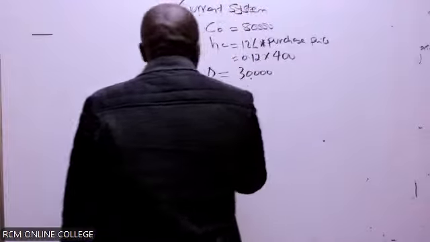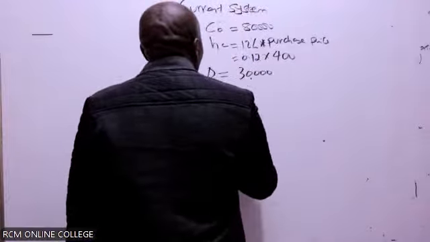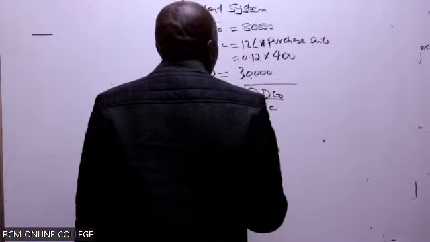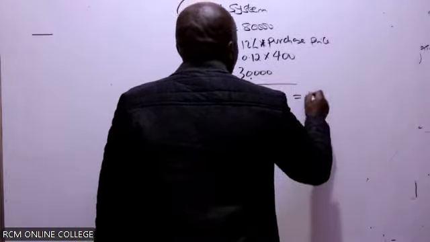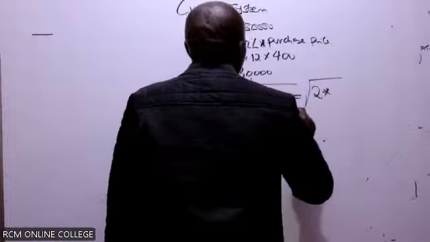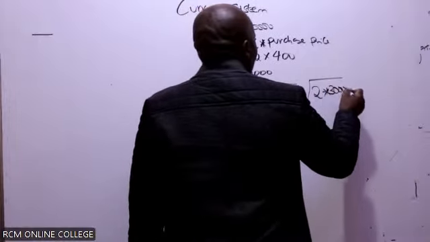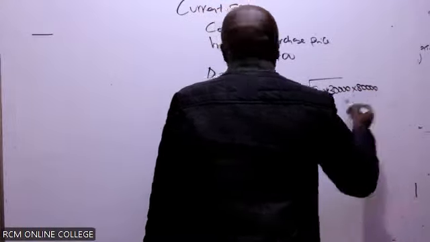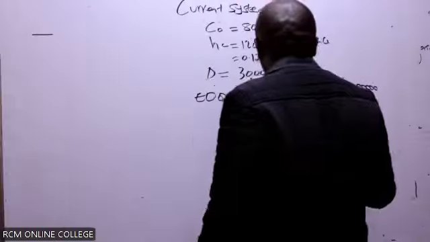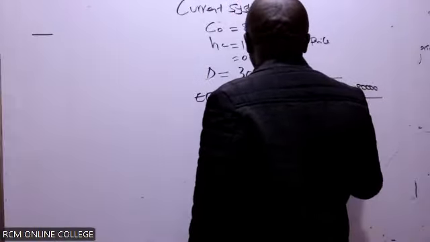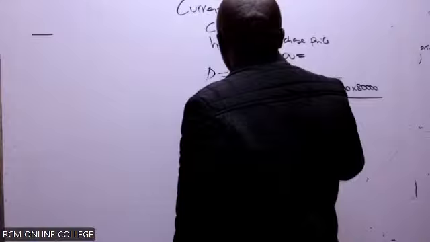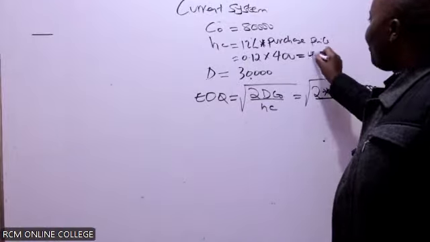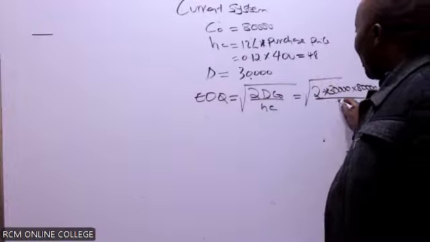So come here and compute EOQ, which will be the square root of 2D all over HC. So it will be the square root of 2D, D is 30,000, and the Co is 80,000, divided by our holding cost. You guys never gave me this figure. What is the holding cost, my good students? 48. So divide this by 48.